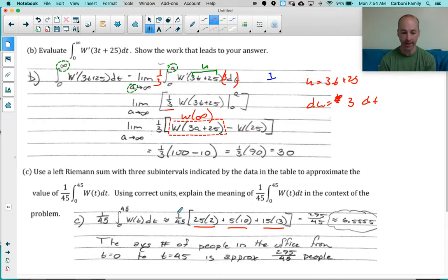You could actually stop with that big thing. That's okay. I chose to clean it up to 295/45. And then I did throw that in the calculator just to see what the actual numeric value is. And I'll explain why in just a second. And that comes with explaining the meaning.